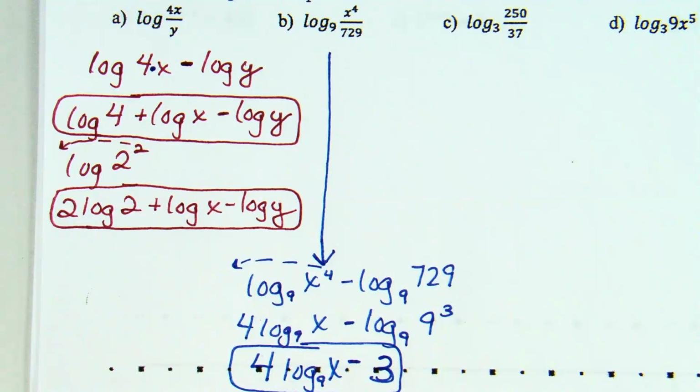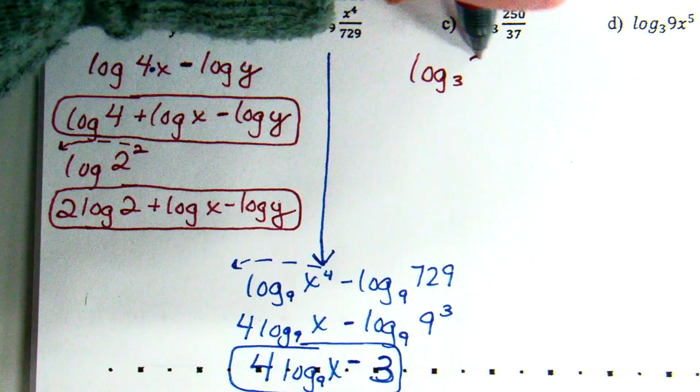Ready to try C then? Let's try C. Log base 3 of 250 over 37. I hate to use the word obvious, but is it not obvious? What do you see? A fraction, right? A fraction says I'm going to rewrite this as 2 logs being subtracted. This is my quotient property. So log base 3 of 250 minus log base 3 of 37.